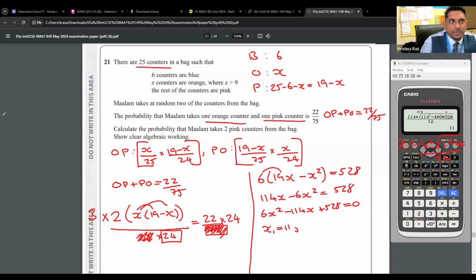And then the other one, I'll change that. Is 8. So it says orange is bigger than pink. So we know there's 6 blue, 11 orange, and pink is 19 minus 11, which is our second answer, which was 8. So calculate the probability that Marlon takes 2 pink counters from the bag, so we can now re-answer the question.